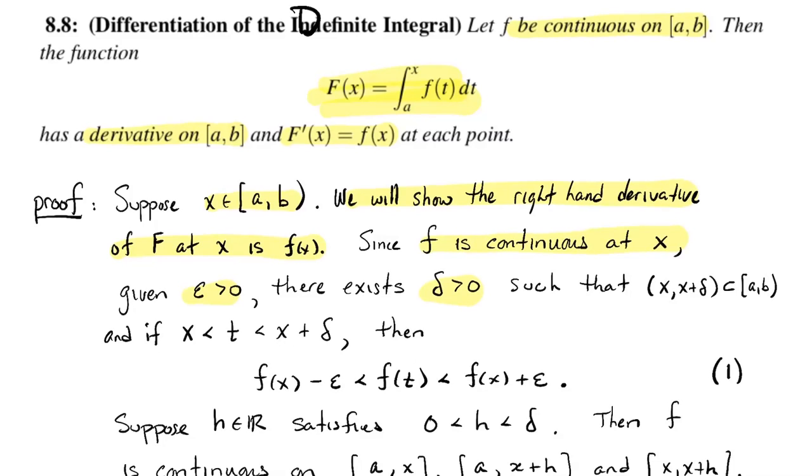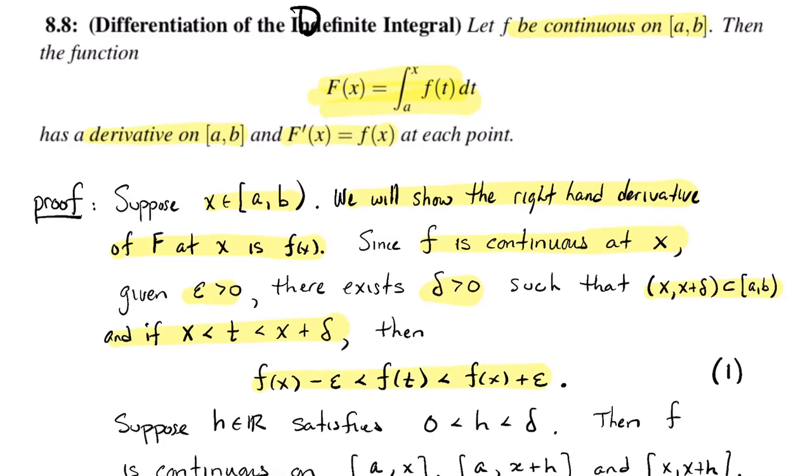There's some delta that's positive. I can choose it small enough that I know it stays in the domain of this function. And if you take any input in that delta neighborhood, except I'm requiring it to be bigger than x, so that's why I'm taking this so-called right-hand limit, then the function's values differ from f of x by less than epsilon.